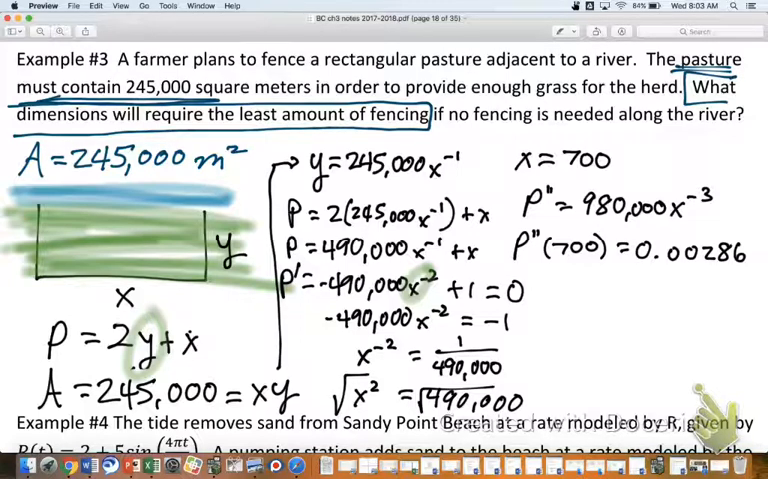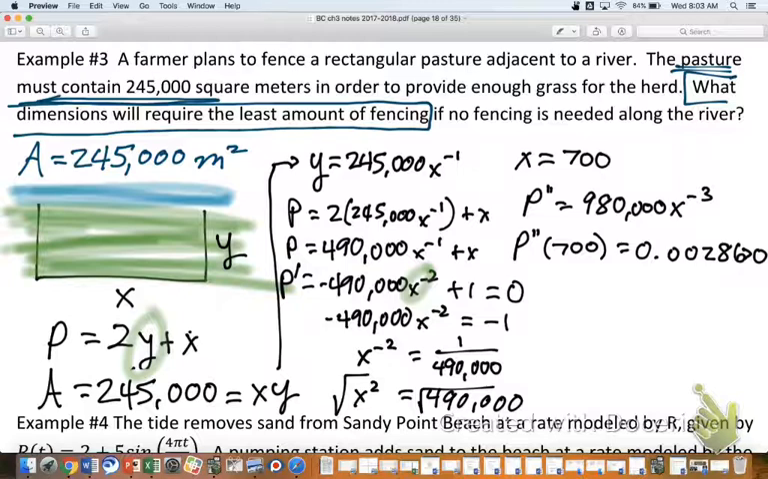Hey, what's the most important thing about that number? It's positive. So since p double prime is positive, it means what is concave up? Be super careful. Think about how ambiguous this is. P double prime is positive, therefore concave up.